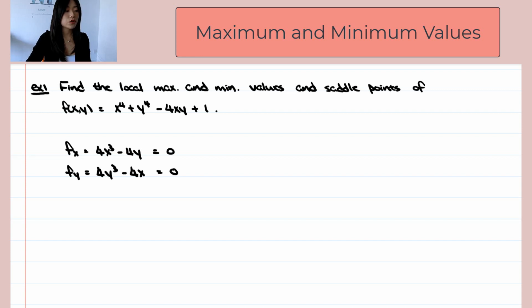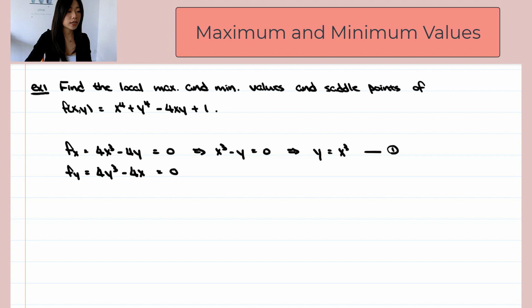Now we have 2 equations with 2 unknowns. So we can solve for the x and y, and that would be the critical points. From the first equation, I can rewrite that as x cubed minus y equals 0. Then I isolate for the y, I get y equals x cubed. And let's call this equation 1.